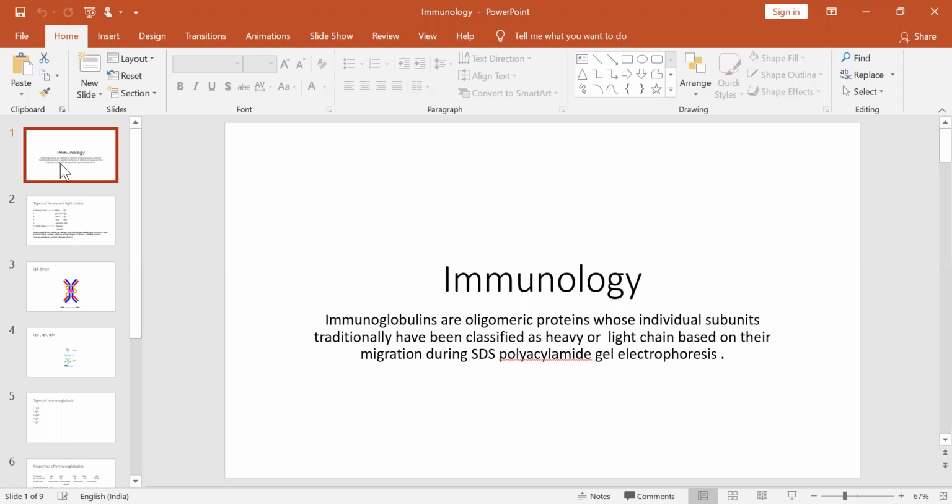Do you know SDS polyacrylamide gel electrophoresis? By electrophoresis, we can separate the immunoglobulins, and SDS is a detergent. This detergent is added in the polyacrylamide gel, and then we do electrophoresis, and by this process we can separate different types of immunoglobulin as per their heavy or light chain content.